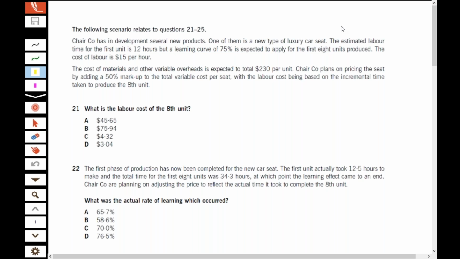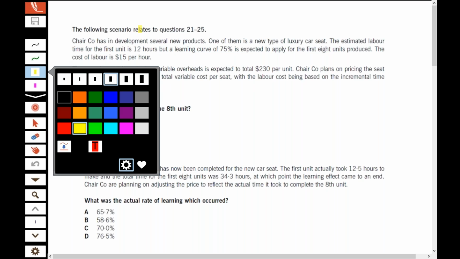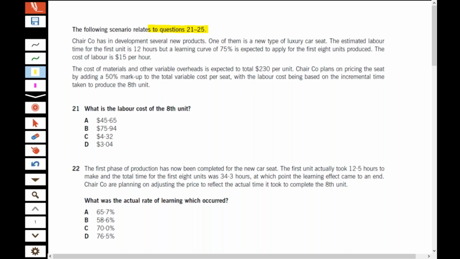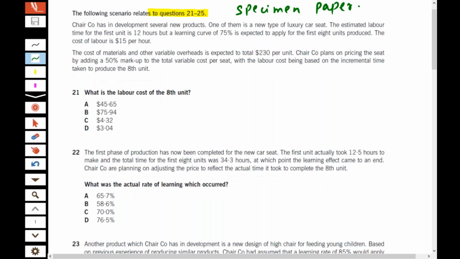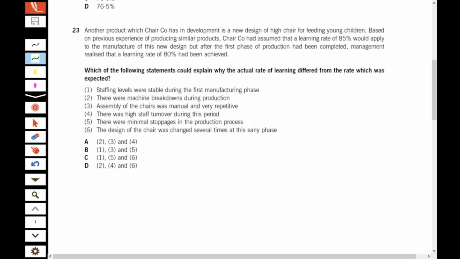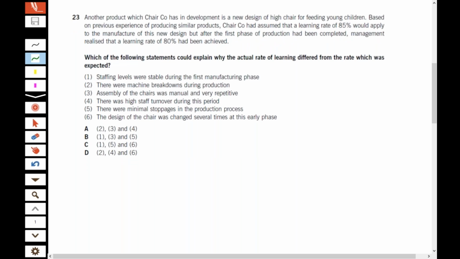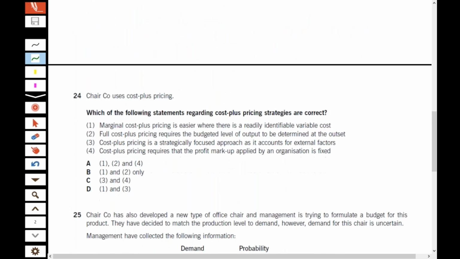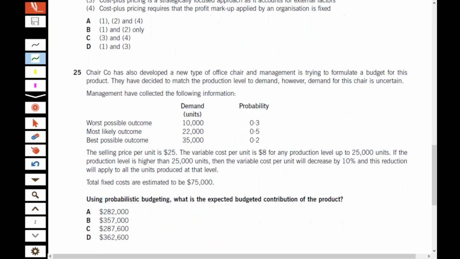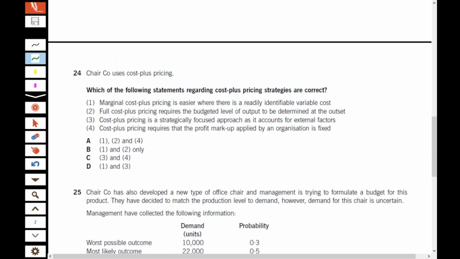Now see, the following scenario relates to questions 21 to 25. I have extracted this from the specimen paper, which is a sample paper from the examining team. There are 5 MCQs related to this question.